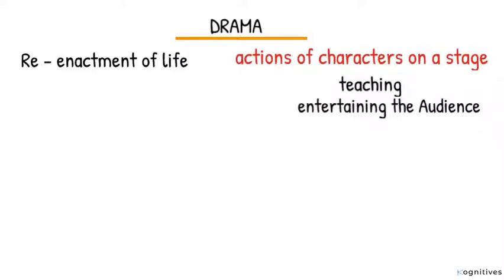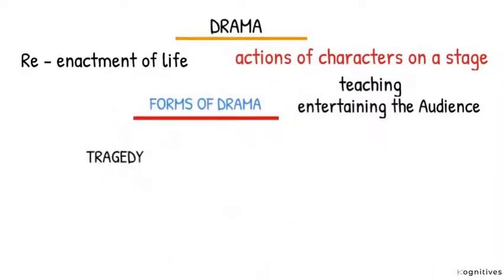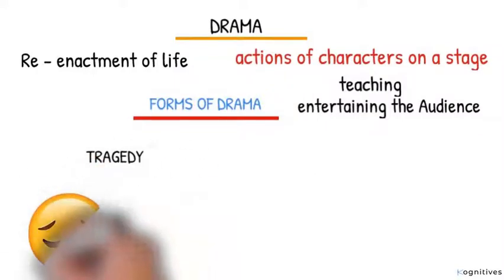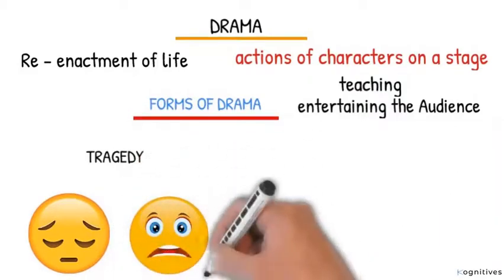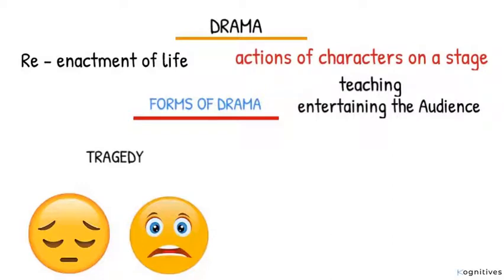Now, there are different forms of drama. So, what are these forms of drama? Well, that brings us to the subtopics, forms of drama. Number 1, tragedy. What do we mean by tragedy? This is a serious or solemn play that has a sad ending and imparts fear and pity into the audience. For example, Shakespeare's Macbeth.